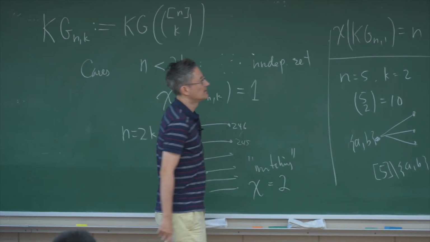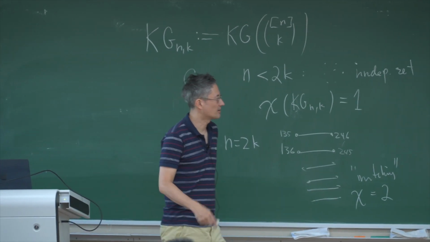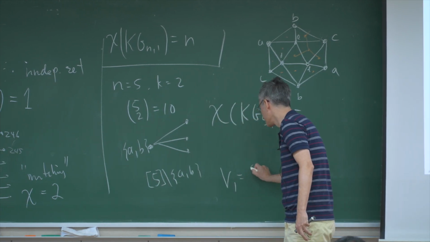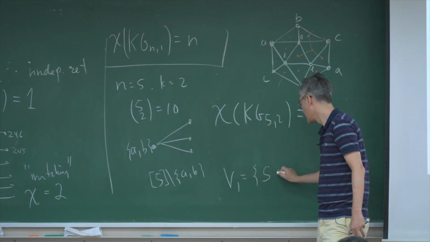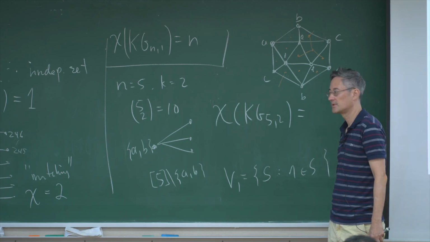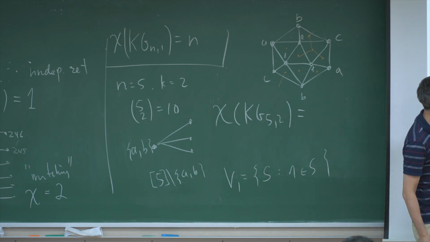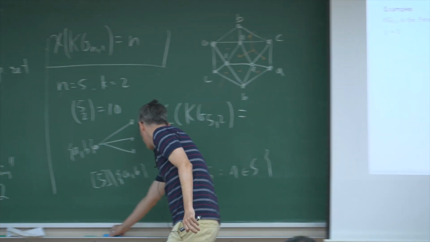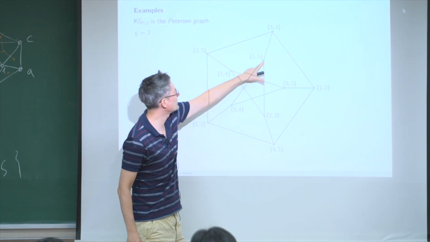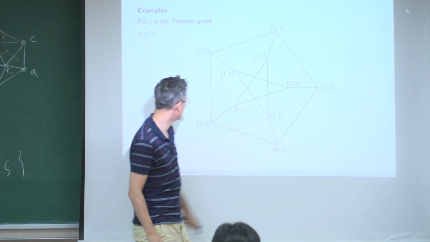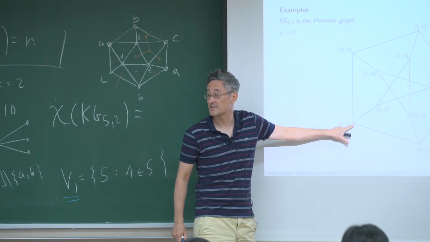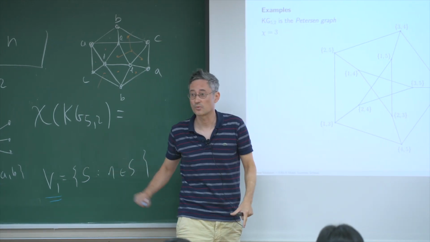So what he is suggesting is the following coloring. Define vertex set V1 as those S such that 1 is in S. Let's color those with blue. I'm not going to draw on this here, but this gets blue, this gets blue, this gets blue, and that one gets blue. Clearly, those blue vertices have no edges between them. They all contain the element 1.